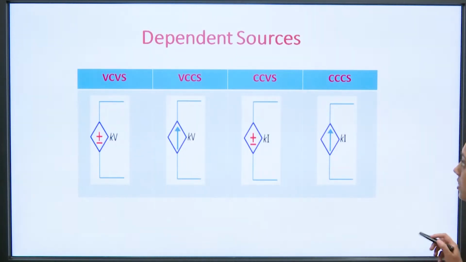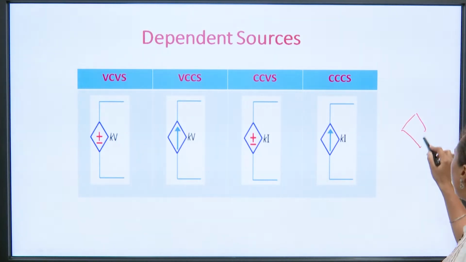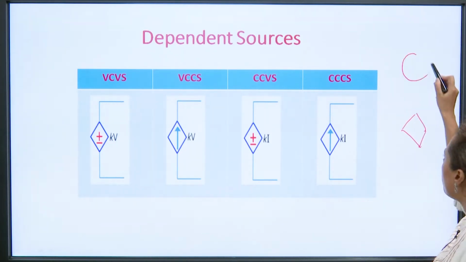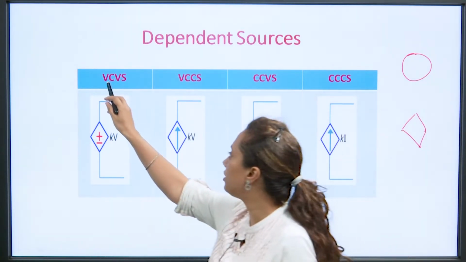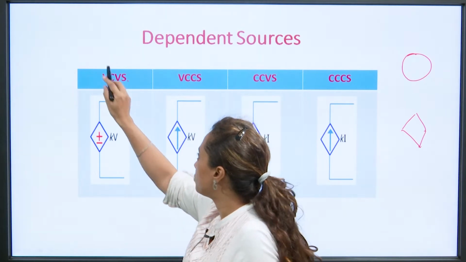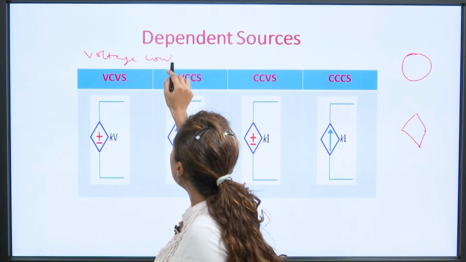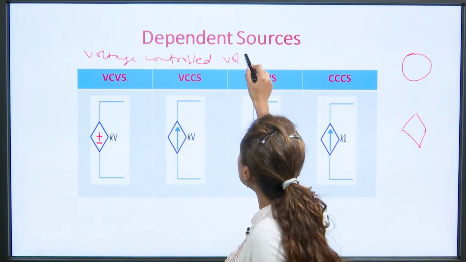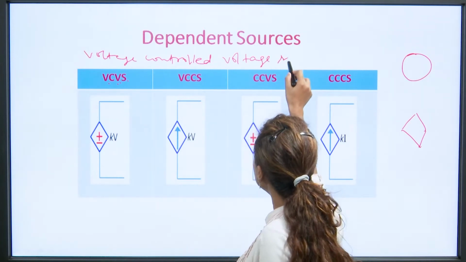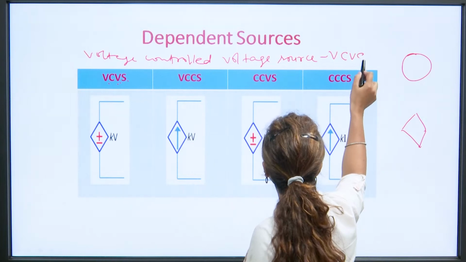The dependent sources are basically shown by a diamond sign, while the independent sources are shown by a circle, right. So these are the dependent sources. The first one is the voltage controlled voltage source. C stands for controlled, and the voltage source, that is VCVS, right.